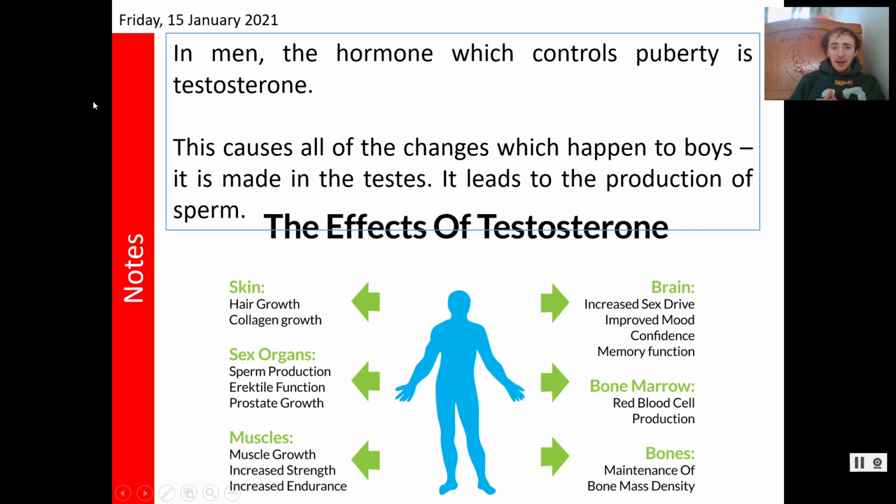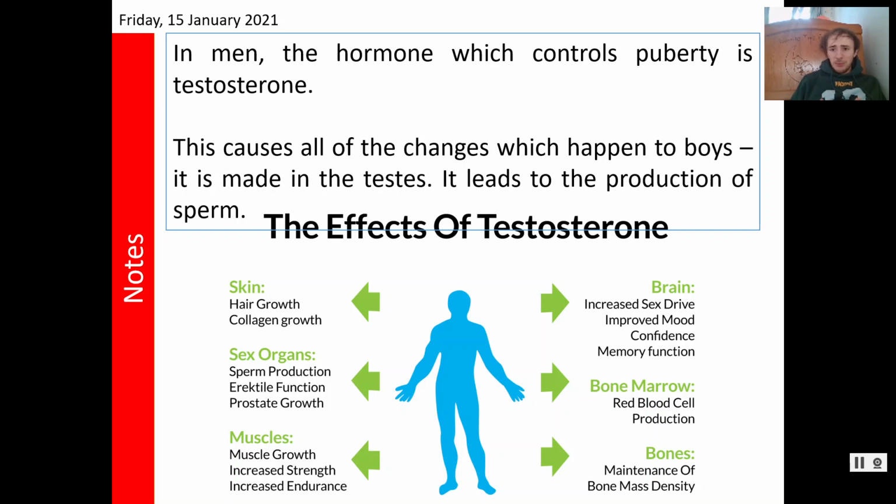So, again, this causes all of the changes that happen to boys as they go through puberty, and it also leads to the production of sperm. And it is found in the testes. It's made in the testes and transferred around the body. And again, it has wide-ranging effects. It affects most of the cells in your body. But the main effects are the ones you see during puberty.